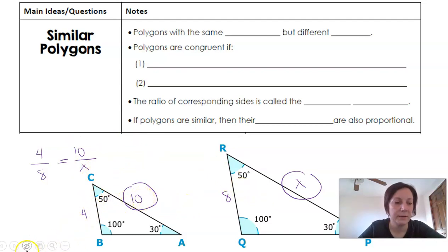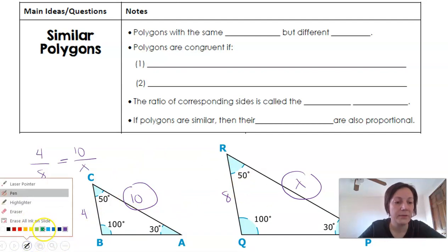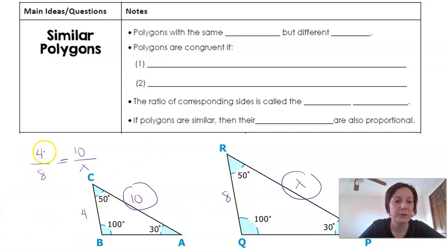I stayed the same. So now that I've done that, I can do my crisscross applesauce business, and I get 4 times x on one side, and I get 8 times 10, or 80 on the other side. Solve that out, and we get our 20, which is what we said it was in the first place. So if you can recognize the scale factor, just use it, right?